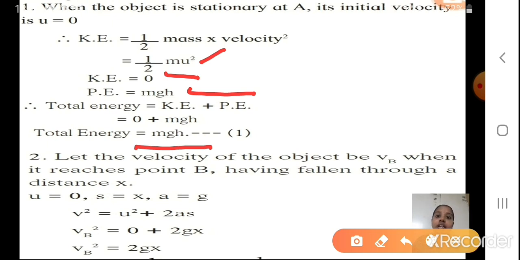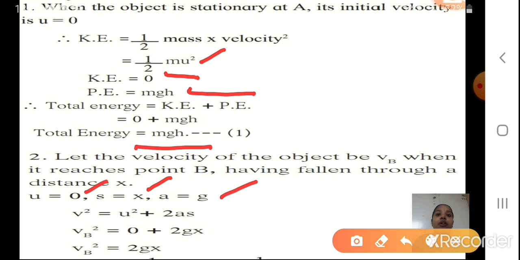Again, the initial velocity is going to be 0. For displacement, how much distance it has traveled from A to B, we have taken x, so instead of s we will write x. And the acceleration is our gravity, as the object is coming from A down to the ground under the influence of gravity. So we have taken a is equal to g.